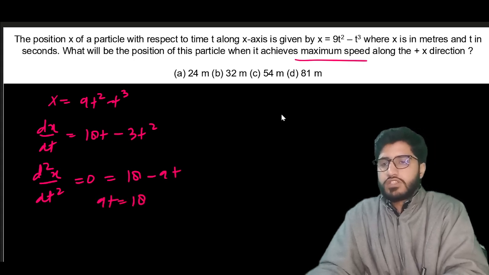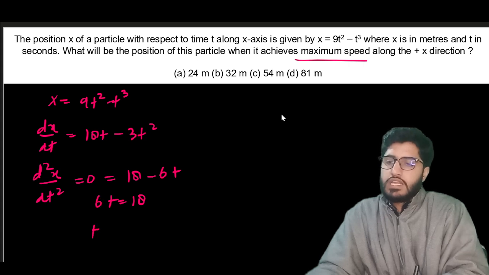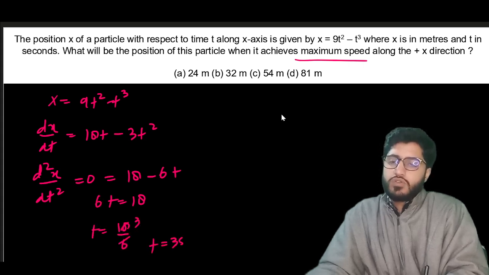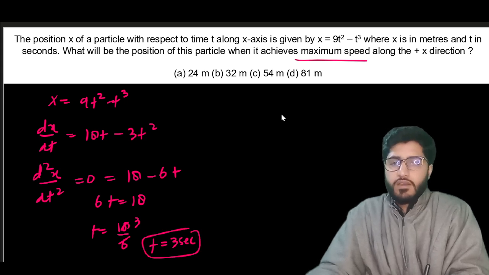No, it is 6, right? It will be 6t now. Setting it to 0, the t came out to be 18 by 6, which is 3 seconds. So at 3 seconds, it will get the maximum speed, right?